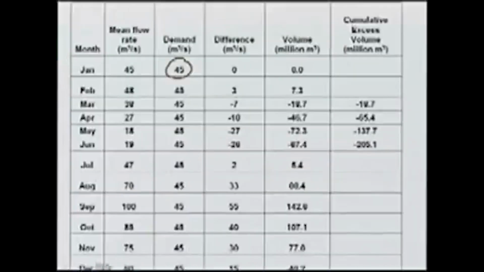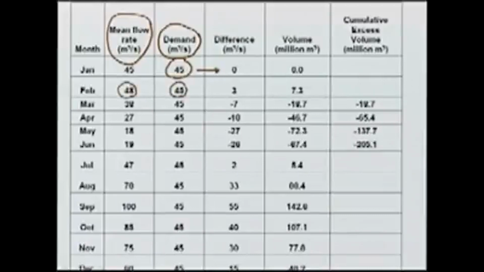So, if we look at the calculation, what we can do in tabular form is find out what is the difference between the available mean flow rate in the river and the demand which we want to maintain. In this case, the demand is 45, in January the mean flow rate is also 45. So, there is no difference. In February, the availability is 48 meter cube per second, while the demand is 45. So, we have a surplus of 3 meter cube per second. So, till this point we do not need any storage.